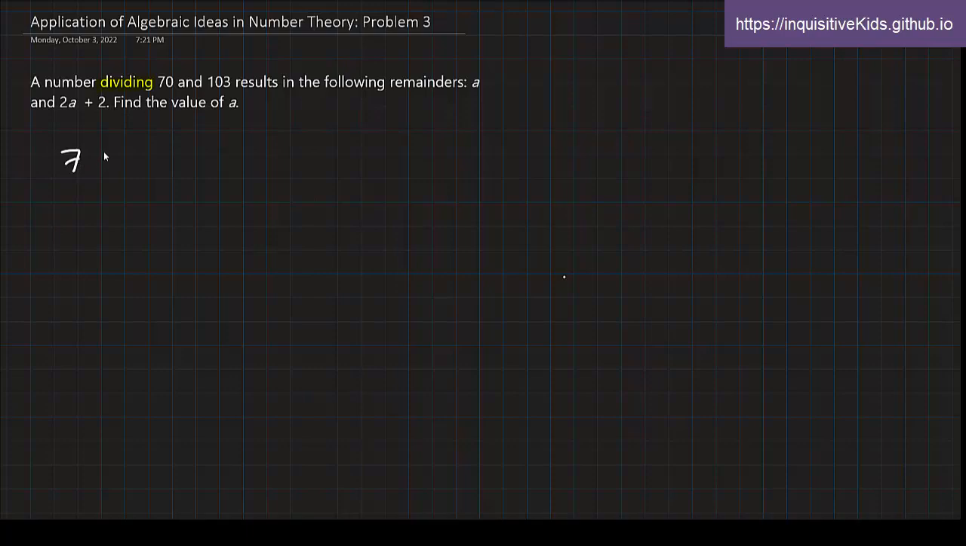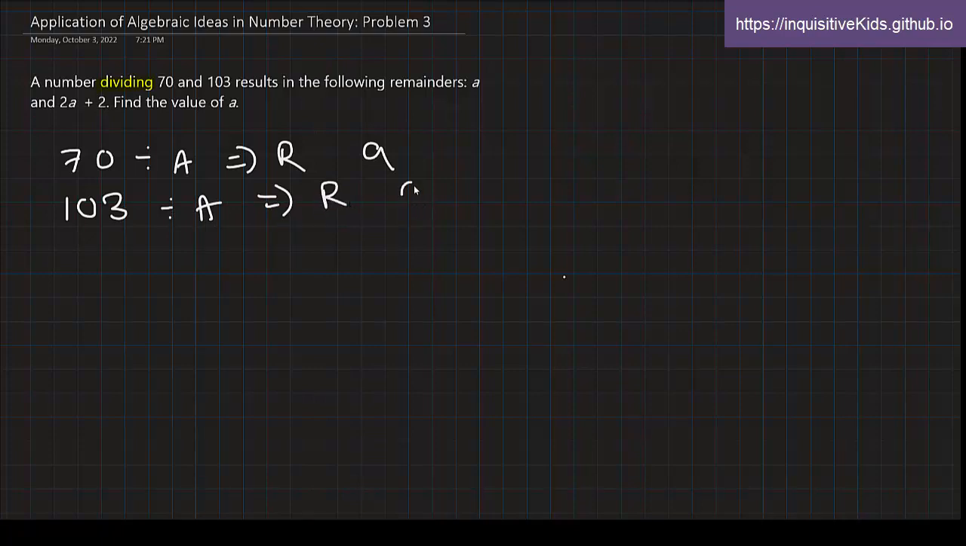So the two equations we can write out right now are 70 divided by a has a remainder of a, and we also know that 103 divided by a will have a remainder of 2a plus 2. And I'm just going to group these together with a bracket to show that they are a group.